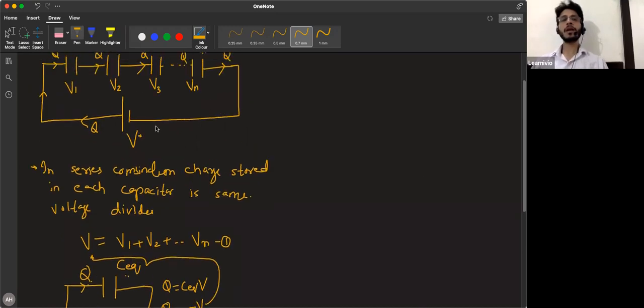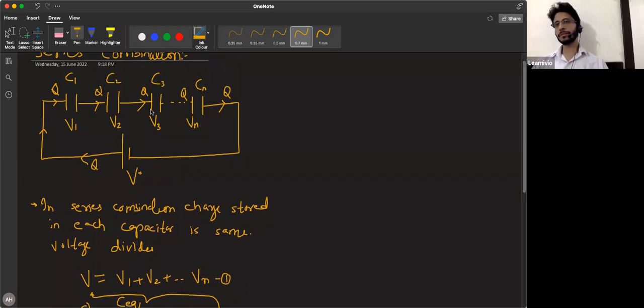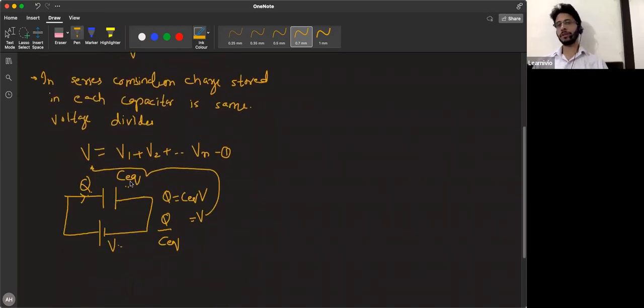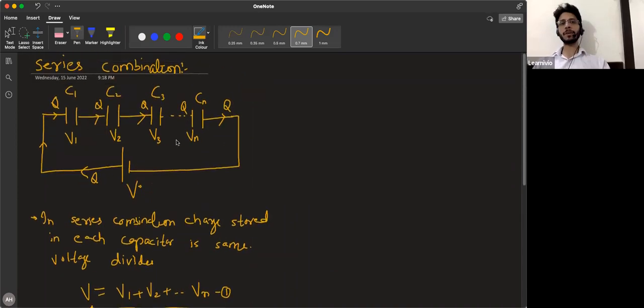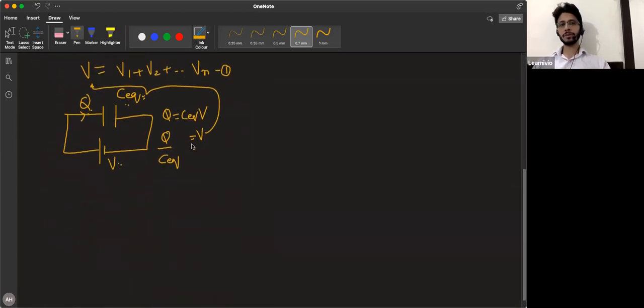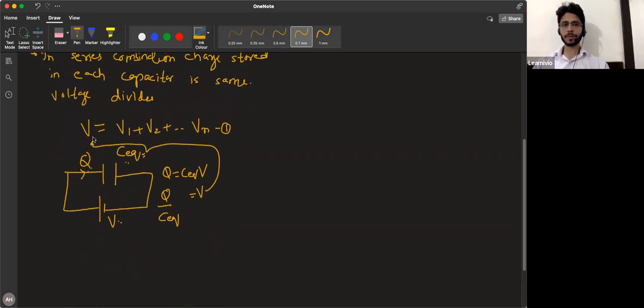We remove all these capacitors and replace them by a single capacitor. The name of this single capacitor is C equivalent. The charge stored in this equivalent capacitance is Q, and the voltage across it is V. So this single capacitor replaces all these n capacitors. Charge is capacitance into voltage, so Q is C equivalent into V, and V is Q by C equivalent.